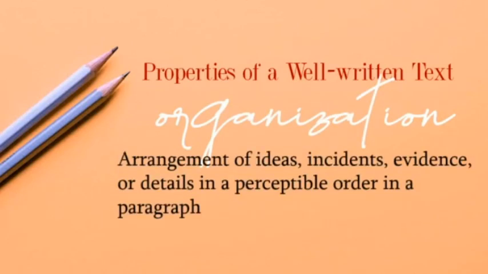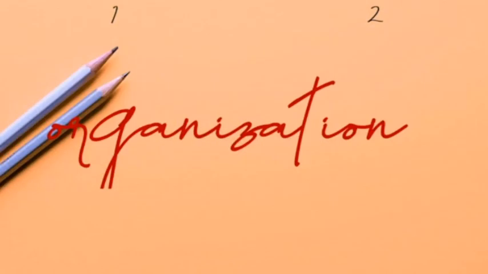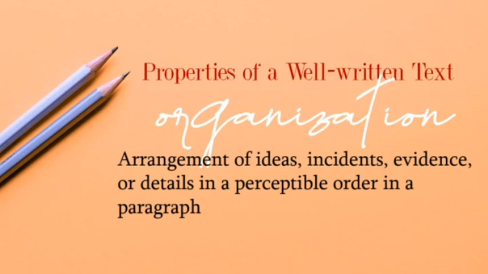Okay, so let us move on to the second property of a well-written text. We have here organization. When we talk about organization, this is about the arrangement of ideas, incidents, evidence, or details in a perceptible order in a paragraph. So we are talking about the arrangement and the order of the ideas and details in our paragraph. Of course, there is no single formula on how we organize our paragraph, but make sure that it is logical. The arrangement is logical and we can follow from one idea to the other. It is somehow similar with the unity in the previous slide.